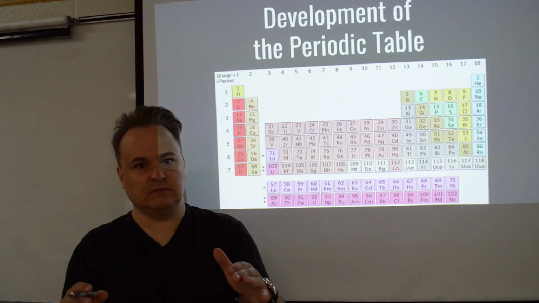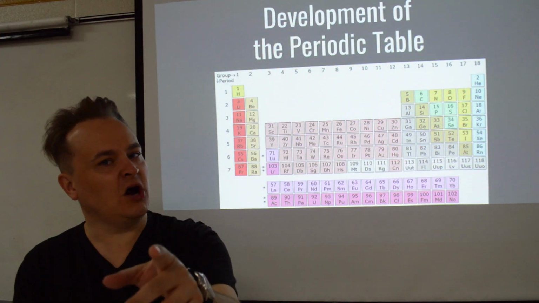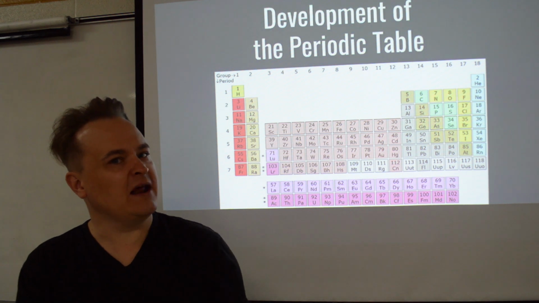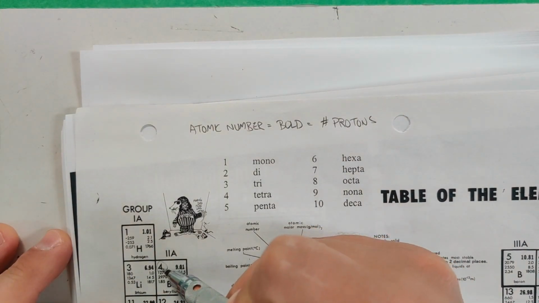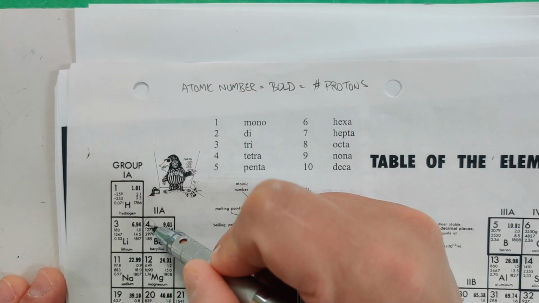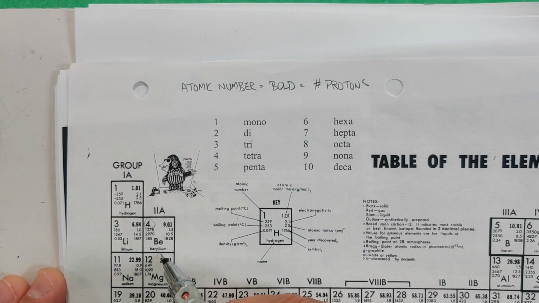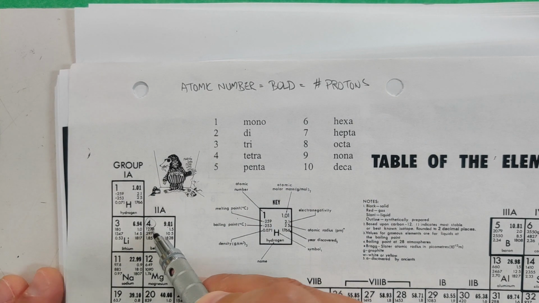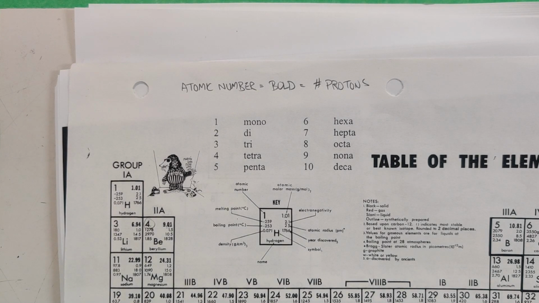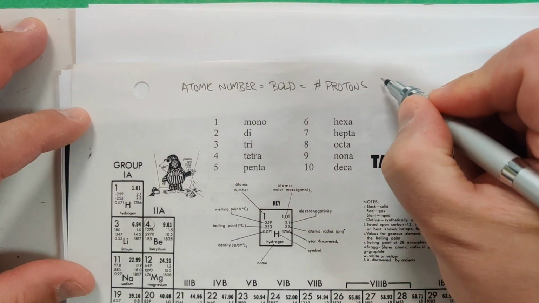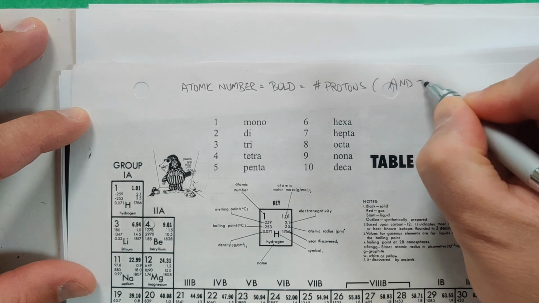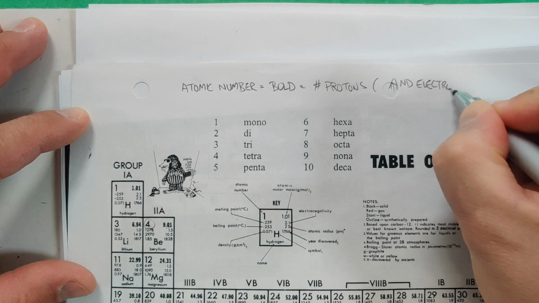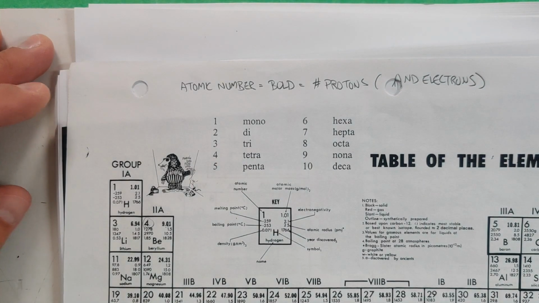Now wait a second. If I know the number of protons, I also know the number of what? Electrons, right? So if I say here, 4 is the atomic number, that means that beryllium has 4 protons. I also then, using my brain, can realize that beryllium also has 4 electrons. Okay. So 4 protons and 4 electrons, right? Because we just know that.